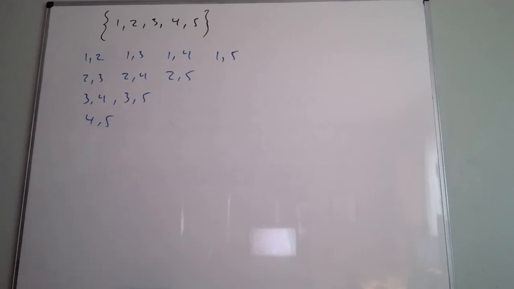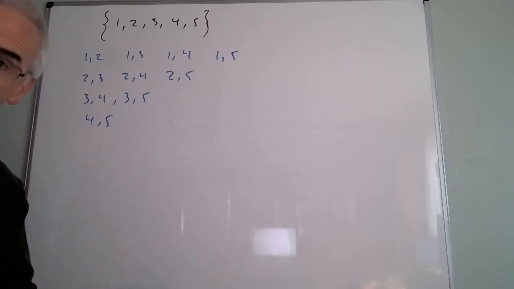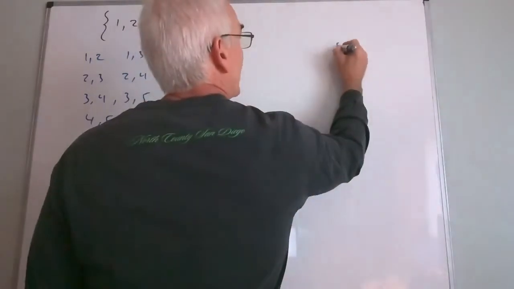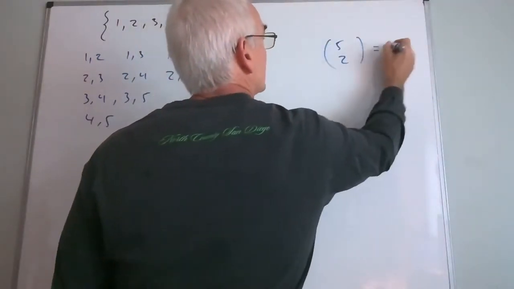I'm picking two numbers. Order does not matter. That's why I'm not counting 5, 4 as a separate choice. That would be ordering them. And clearly I have 10 choices here. That would be 5 choose 2.